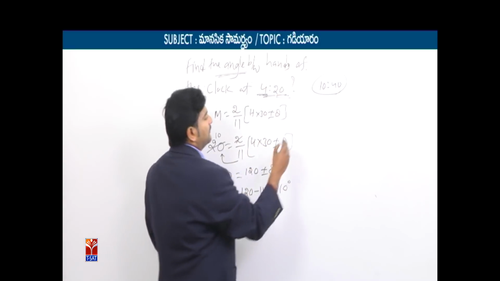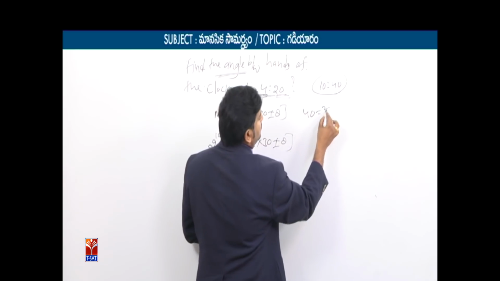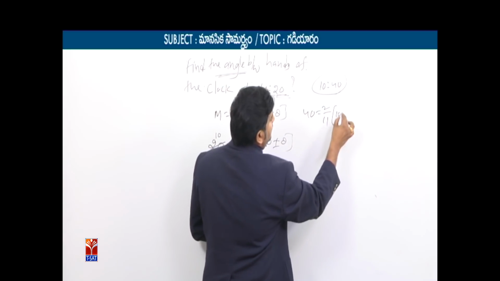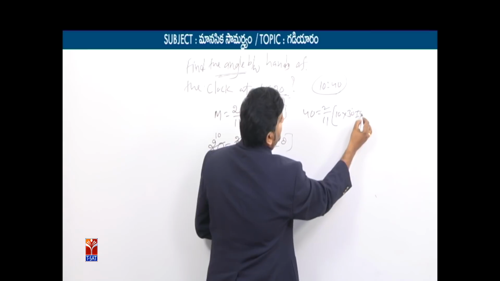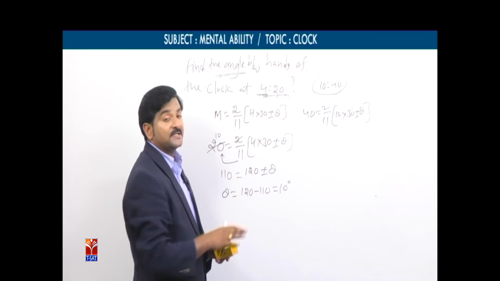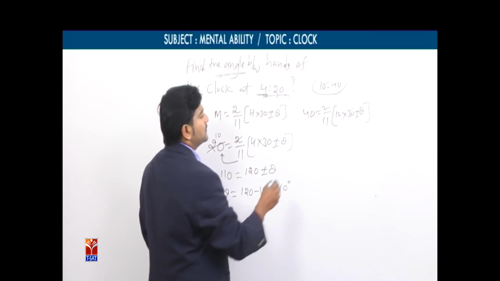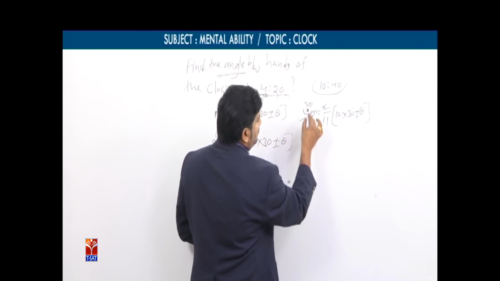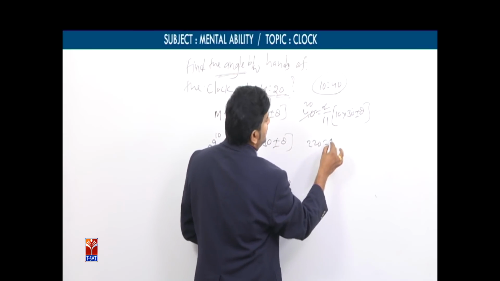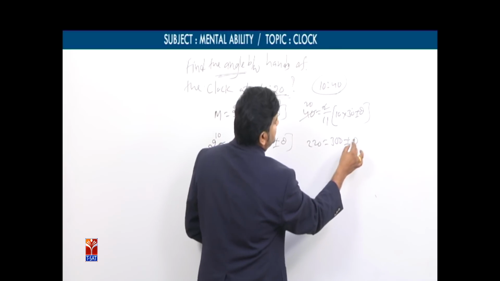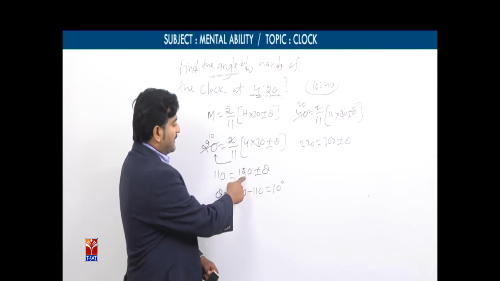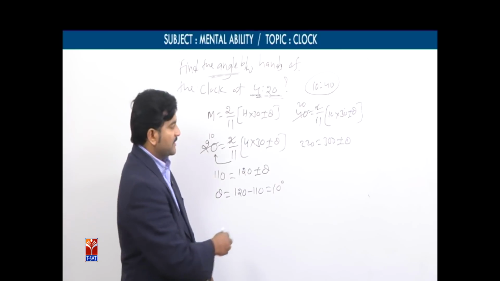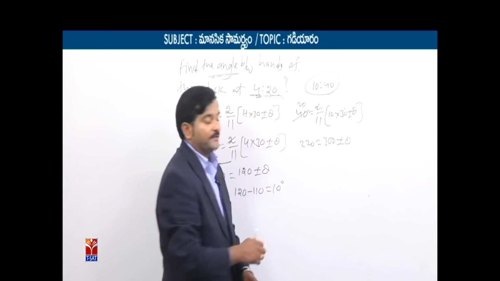Let us see. So we can solve: 40 minutes is equal to 2 by 11 into h into 30, again plus or minus theta. We have to keep plus or minus theta as it is. Okay, so now 2 ones are 2, 20s. So 20 into 11 means 220, that is equal to 300 plus or minus theta. Here I am getting a big value, here I am getting a small value. Here also I am getting a big value and a small value.